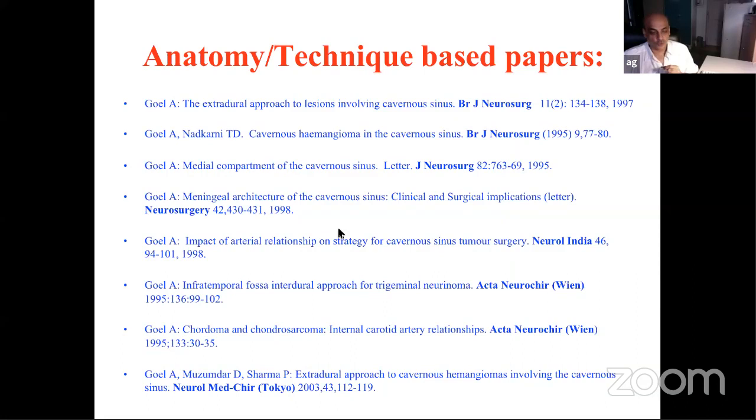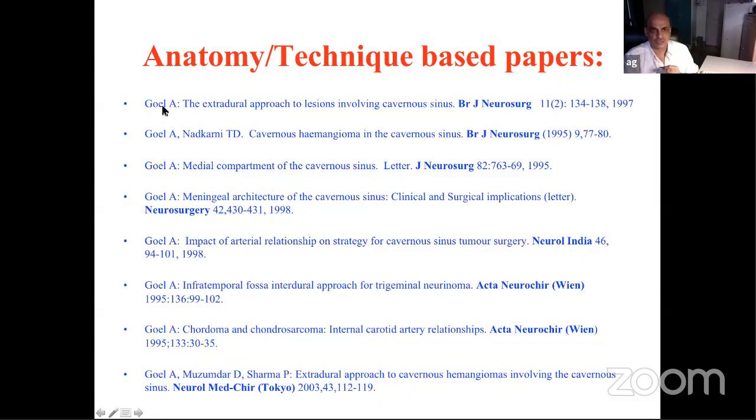And those who want to know more about my speculation should go into my multiple articles, which I have shown here. And of course, this presentation will be recorded and you can see those articles and go to my articles. You must also read several of my publications which are based on the anatomy of the cavernous sinus and techniques which are based on anatomy.